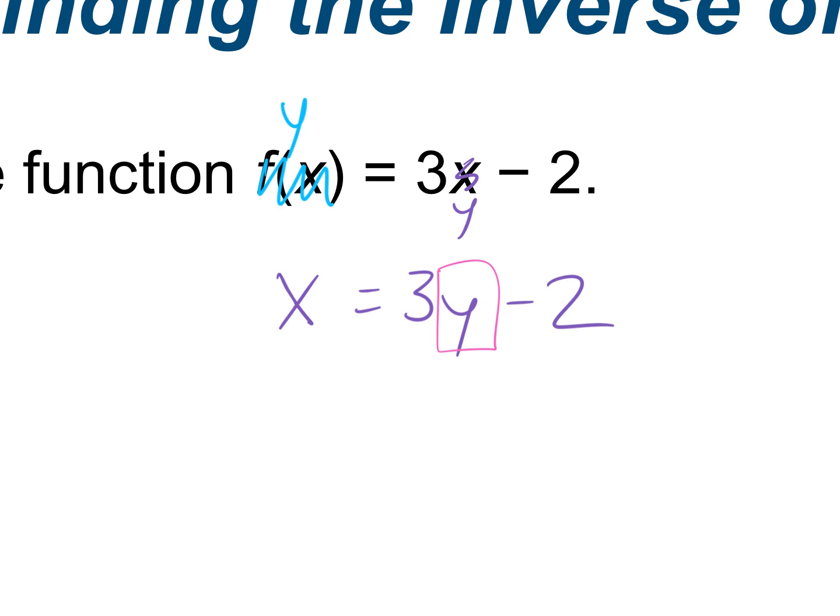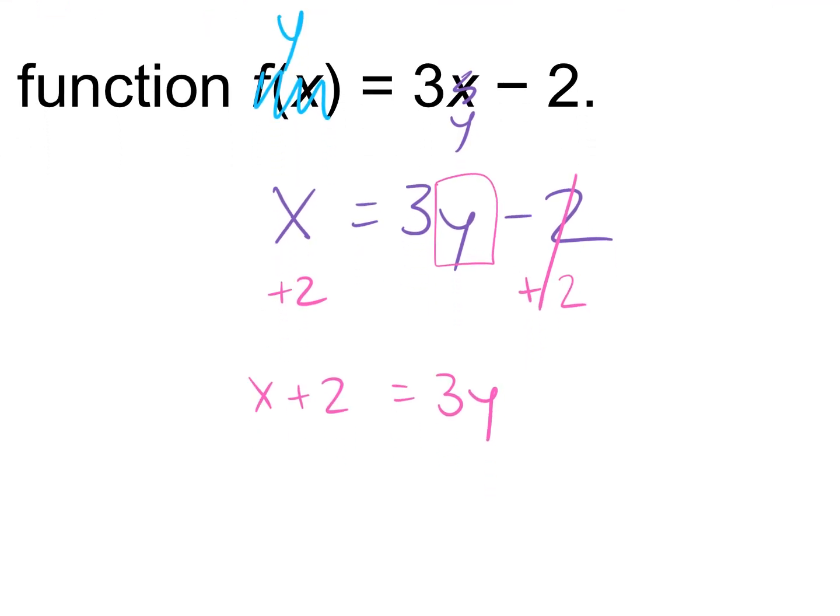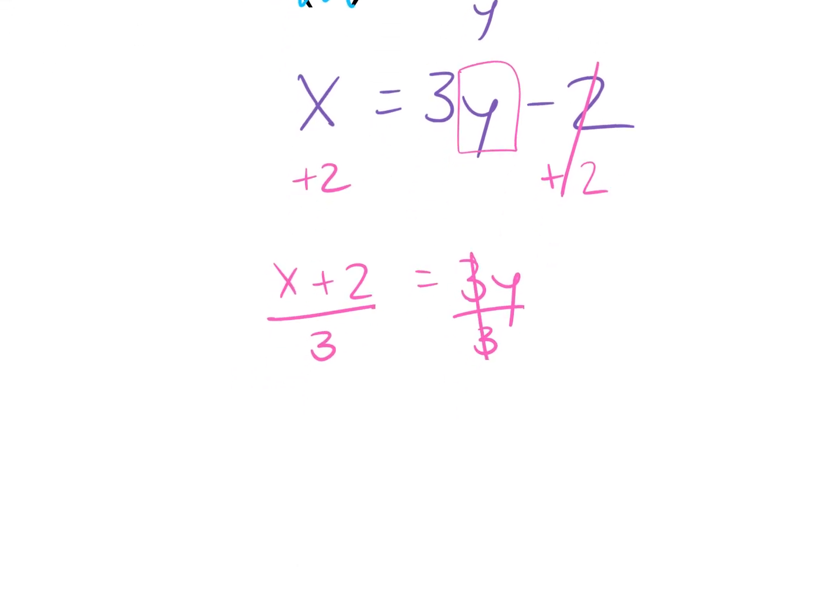So I have to undo everything on the right side of our equation, make it y equals. Ryan, what would I do first? You gotta get the y by itself. How? You start with 2. So let's add 2, move it to the other side. So I have x plus 2 is equal to 3y. Sam, what would I do next? Divide by 3. So we get x plus 2 over 3 is equal to y.